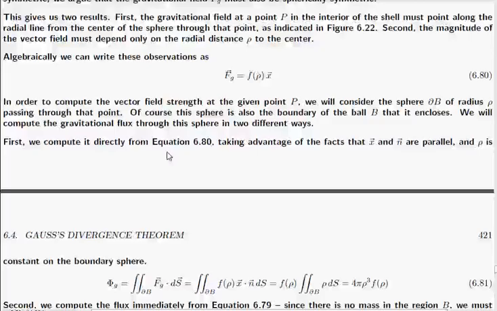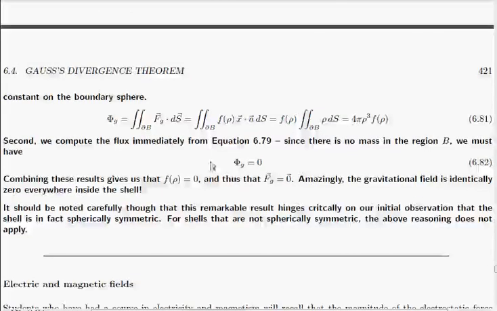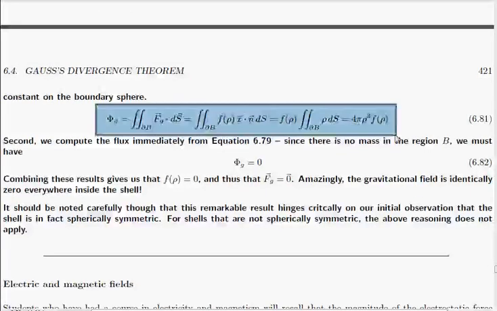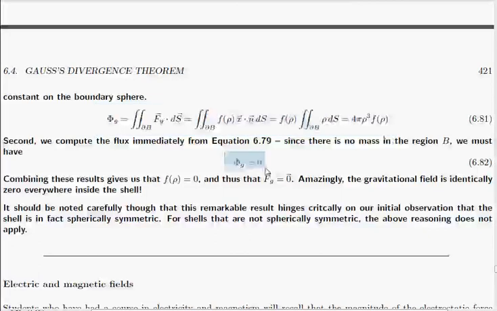And notice what we did is, on the one hand, we wrote down the spherically symmetric gravitational field. We computed the flux brute force. Then we computed the flux using Gauss's divergence theorem. Well, there's no mass on the inside, so therefore the flux is zero just by Gauss's divergence theorem and gravitational flux. And so therefore that ended up being equal to that, which allows you to conclude that f of rho is zero. And once you have f of rho, then you know the gravitational field. So same pattern there as in this example.